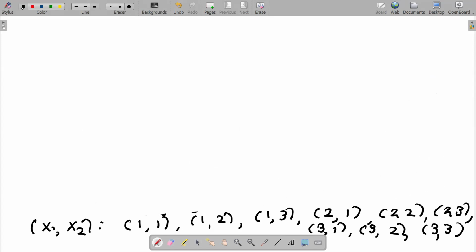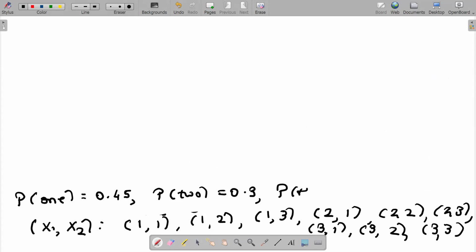And just for clarity, I'm writing here only that probability of 1 package being shipped was how much? 45%. Probability of 2 packages being shipped was how much? 30%, which is 0.3. Probability of 3 packages being shipped by a customer is 25%, which is 0.25.